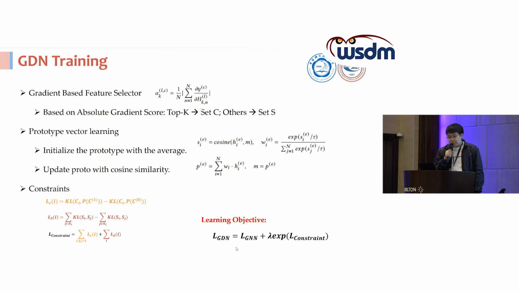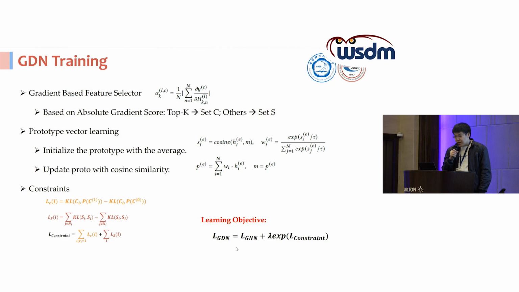And the second one is the prototype vector learning. We need this prototype to detect all the anomalies. So we initialize the prototype with the average feature of each class and update the prototype with cosine similarity during training. That is, if the node feature is close to the prototype, it will have a larger weight in the next epoch. And the third part is the other constraints.